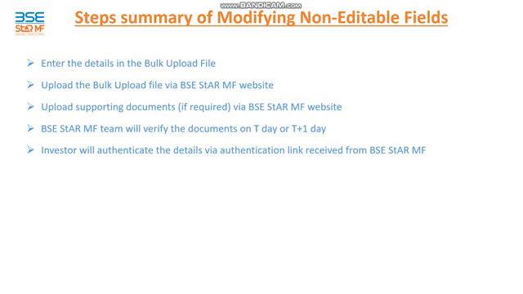Now, these are the step summaries of modifying the non-editable fields of the client. First, enter the details which you need to modify in the bulk upload file. Second, upload the bulk upload file via the BSE StarMF website. Third, upload supporting documents if required via the BSE StarMF website. Fourth, the BSE StarMF team will verify the documents on T-day or T+1. The last step is that the investor will authenticate the details via an authentication link, which they will receive from BSE StarMF either via SMS or via email.